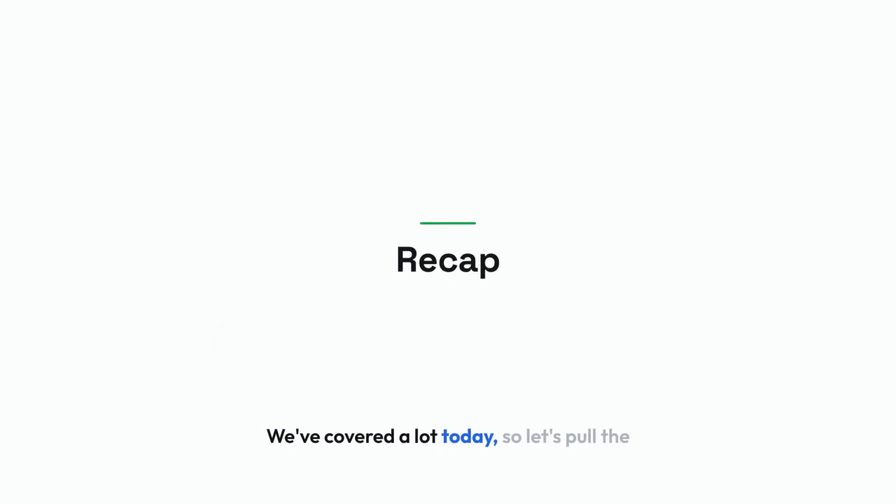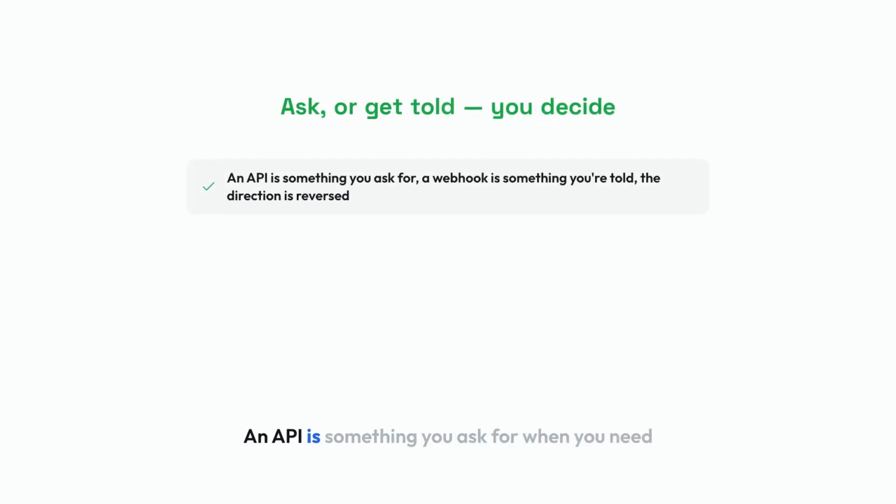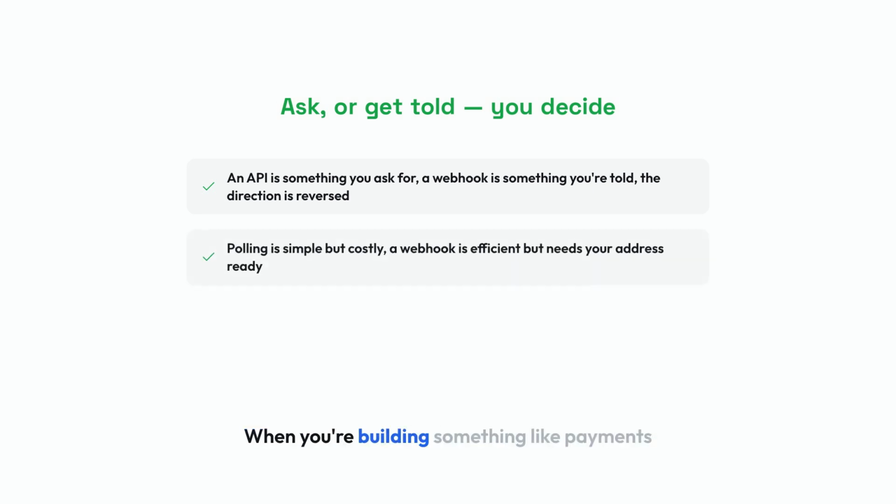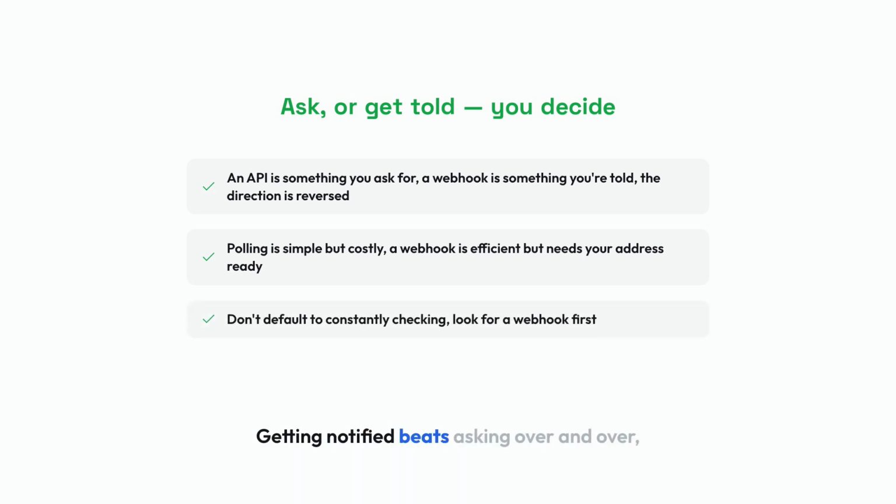We've covered a lot today, so let's pull the key ideas together before we wrap up. Here's what to remember. An API is something you ask for when you need it. A webhook is something the other side tells you about the moment it happens. The direction is reversed. When you're building something like payments or messaging, don't just default to constantly checking. Look for a webhook first. Getting notified beats asking over and over every time.